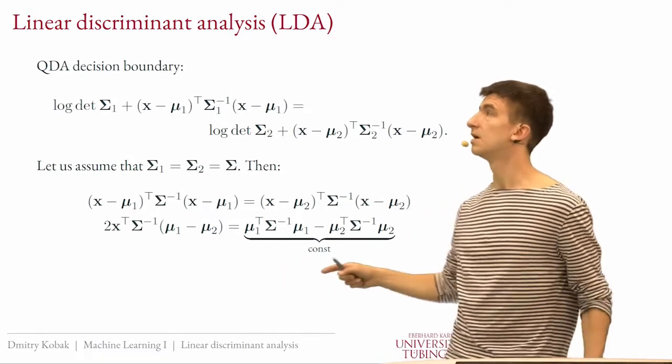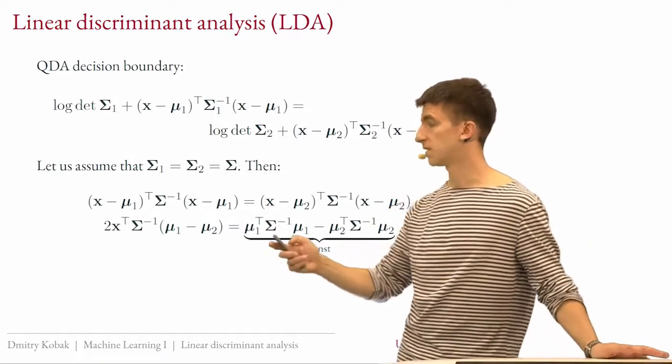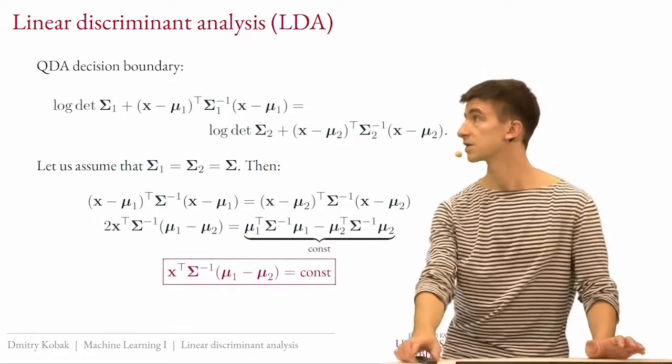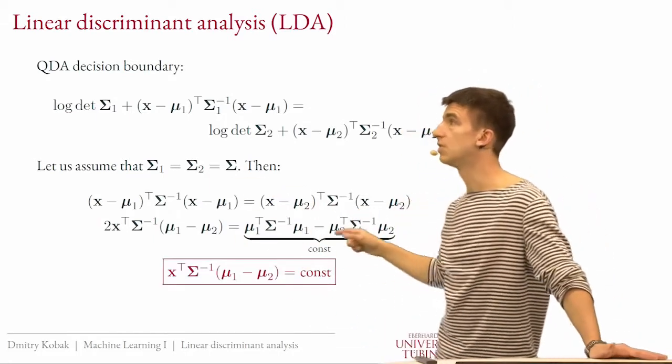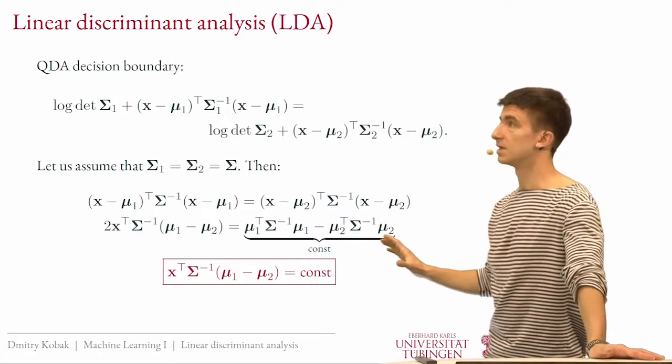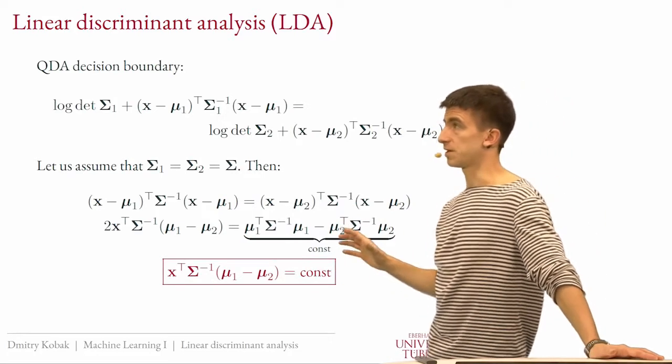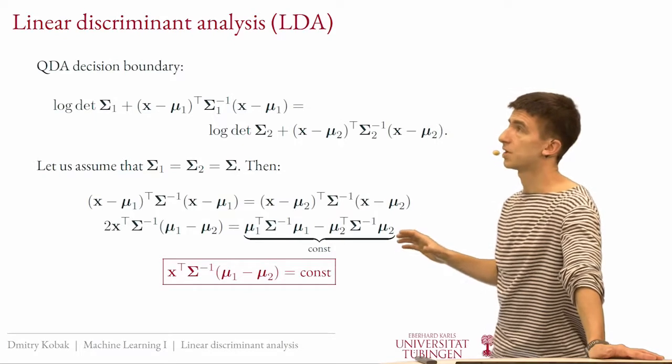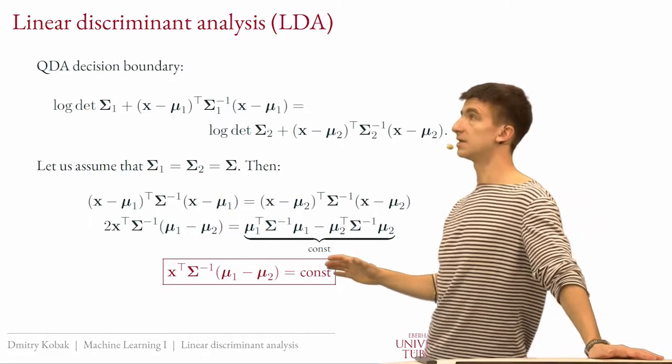So this is just some constant. And on the left, we have some function of x, which is actually a linear function. So I will divide both sides by 2, and then this is the equation of the decision boundary, right? That's what we're computing here. This is the decision boundary of linear discriminant analysis, and it is linear.